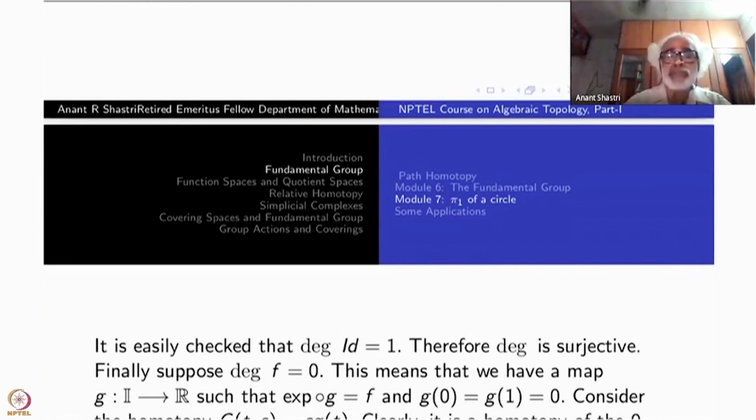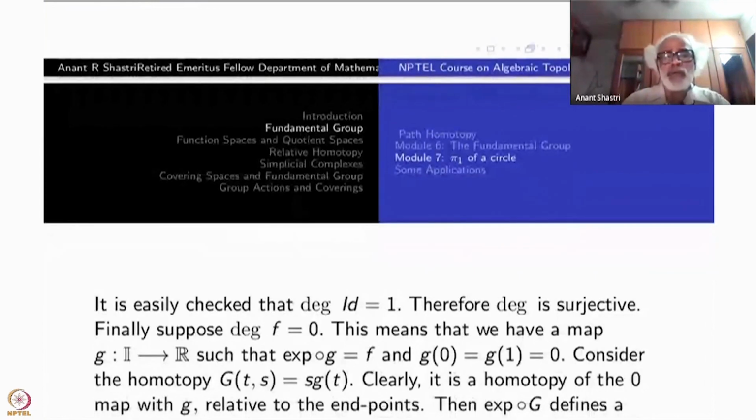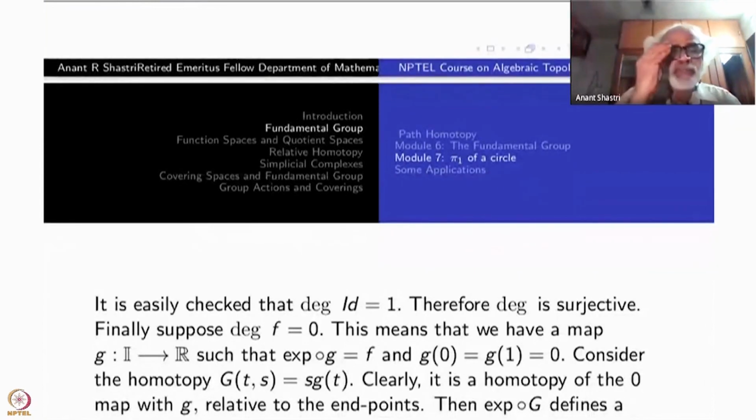We have seen that one several times now. We are using that one now. Therefore, there is a homotopy of G to the constant path. Namely, G of t, s is s times G of t, because the other point is 0, I don't have to add up. So this is a homotopy of the 0 map with G relative to the endpoints. It is a path homotopy.